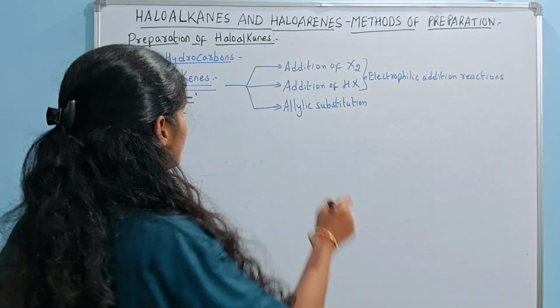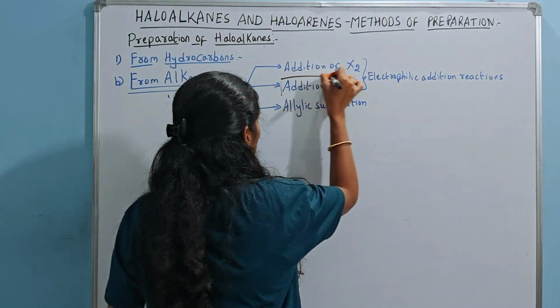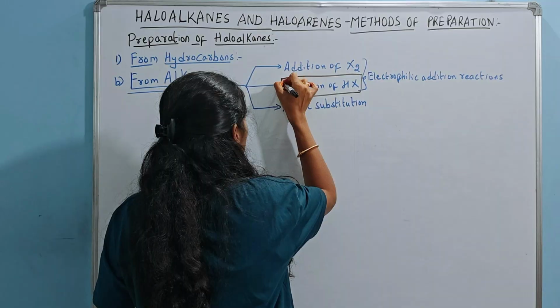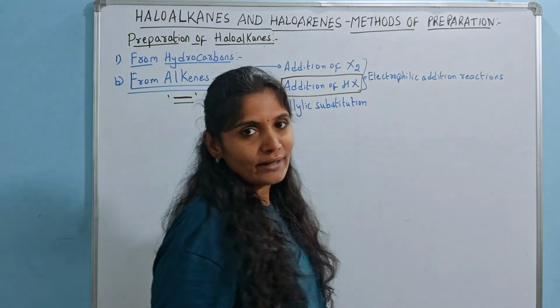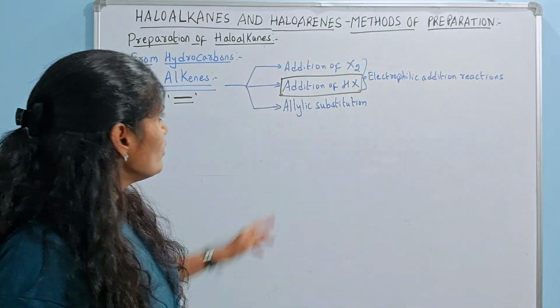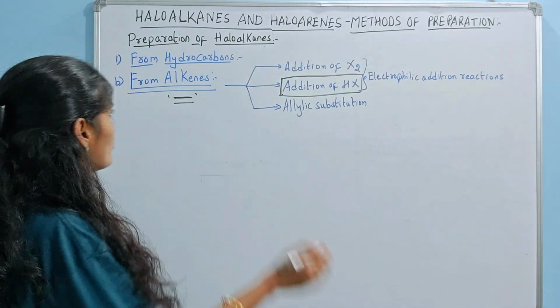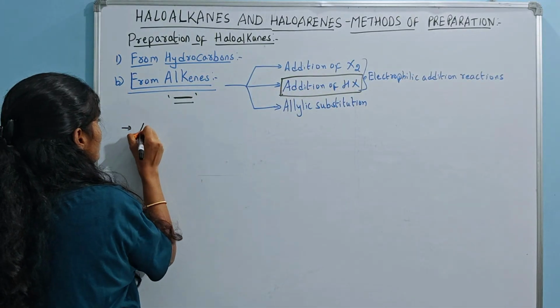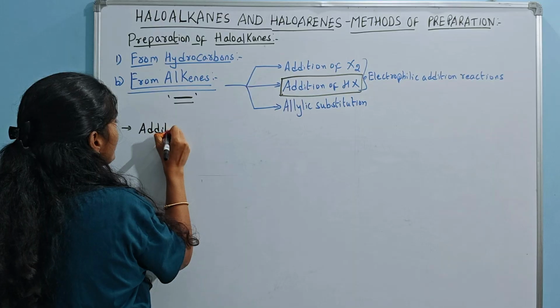Now, this is a very big part, because the addition of HX involves many rules and mechanisms. So first we will finish the addition of halogens. What is the first method we are doing here? We are doing addition of halogens.